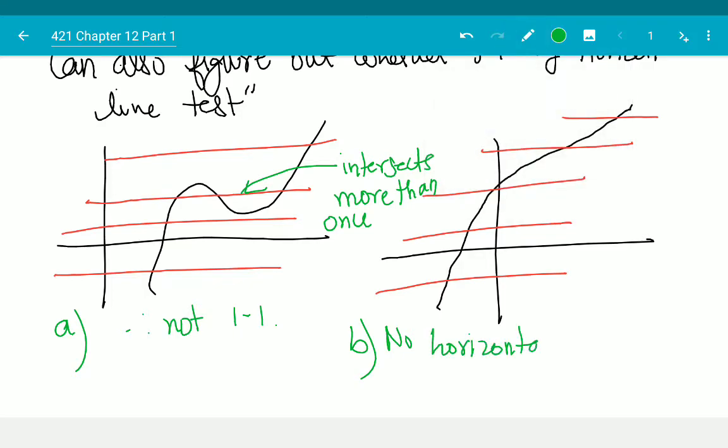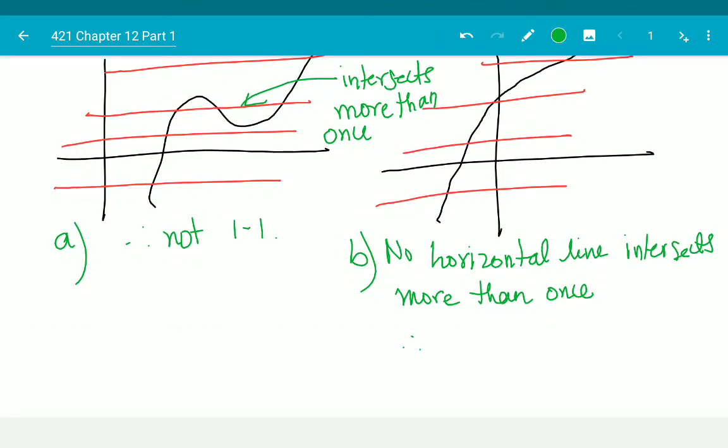Horizontal line intersects more than once. Therefore, it is one-to-one. Therefore, one-to-one.